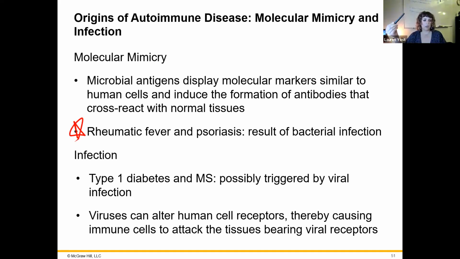Infection. Here we have straight up infection, right? Type 1 diabetes and multiple sclerosis seem to be associated with this, possibly triggered by a viral infection of some kind. I think they're saying they think it's mumps, but I'm not sure. Don't quote me on that. The virus can alter the actual human cell receptor. So being infected, this is not the same thing as molecular mimicry. It doesn't look like us, but the virus is changing the surface of our own cells so that it doesn't look like self anymore to us. So then we attack that.